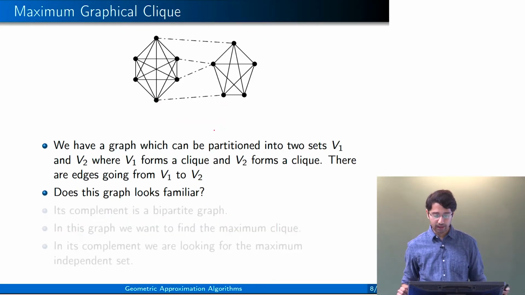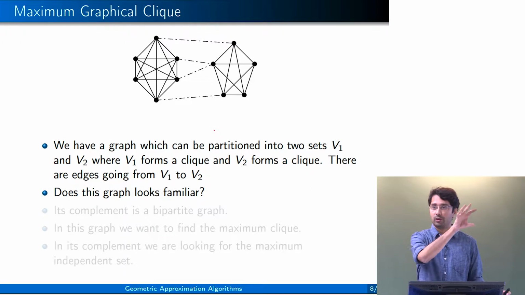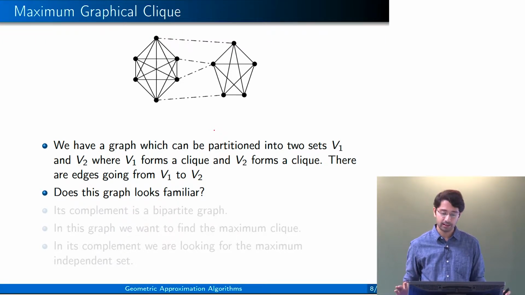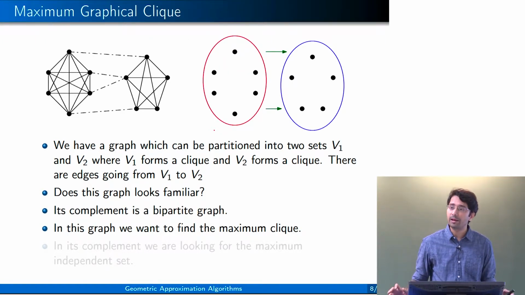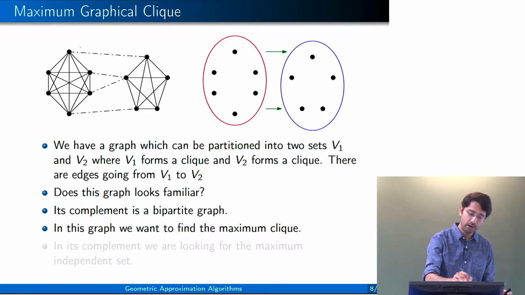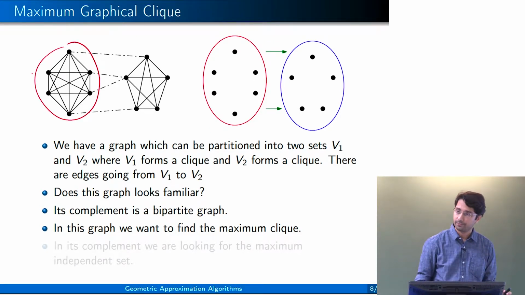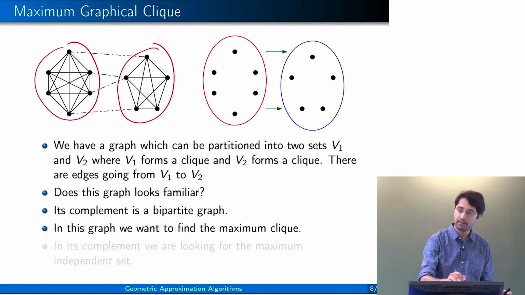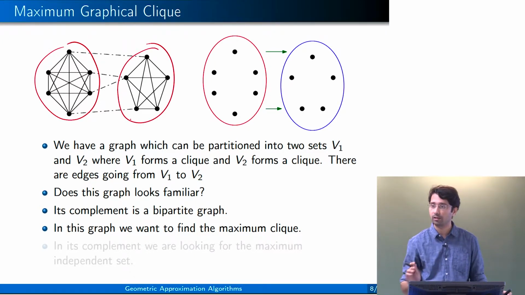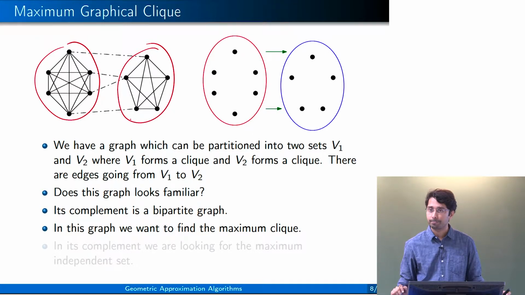In a bipartite graph, what do we have? Two independent sets and some edges going between them. What do I have here? Two cliques, some edges going between them. So, this is basically the complement of a bipartite graph, because if I take the complement of this graph, there will be no edges between the vertices here, there will be no edges between the vertices here, and there will be some edges going from this component to the other component. Are you still with me?